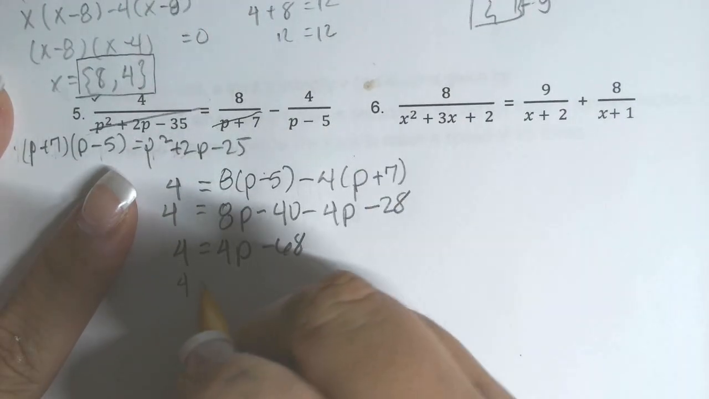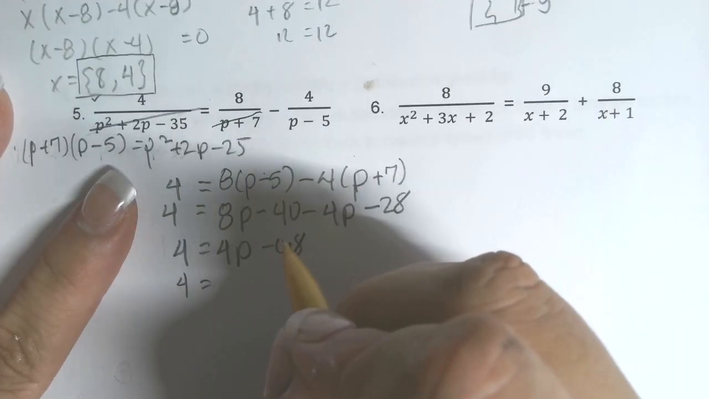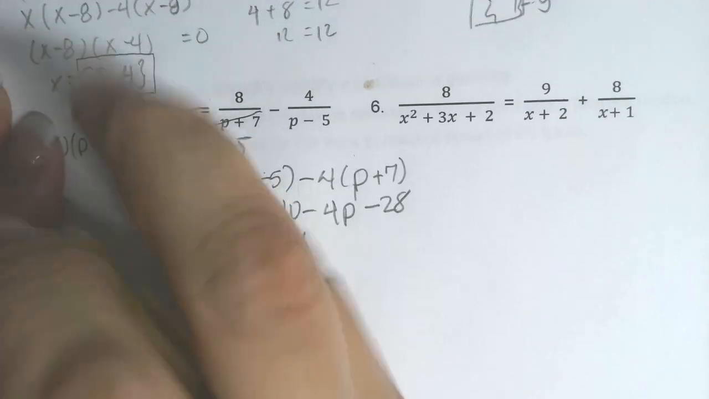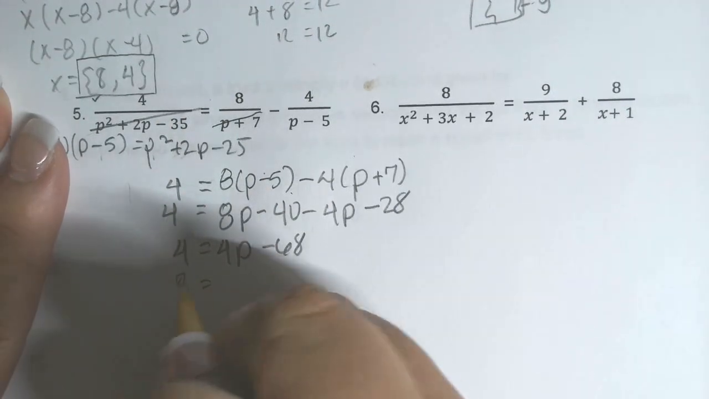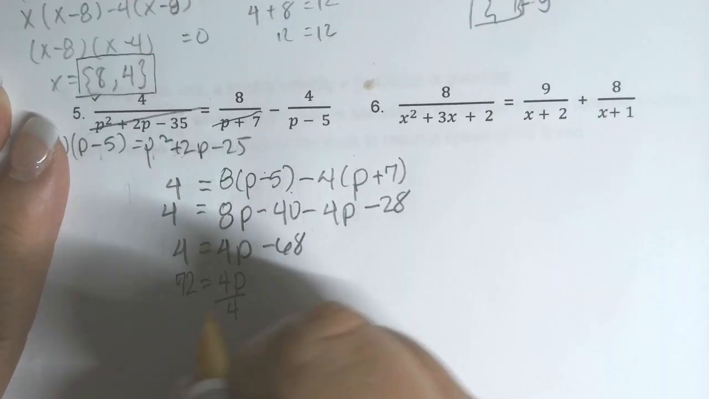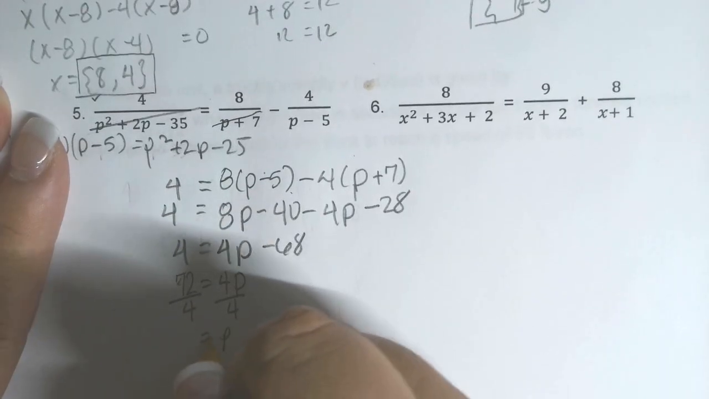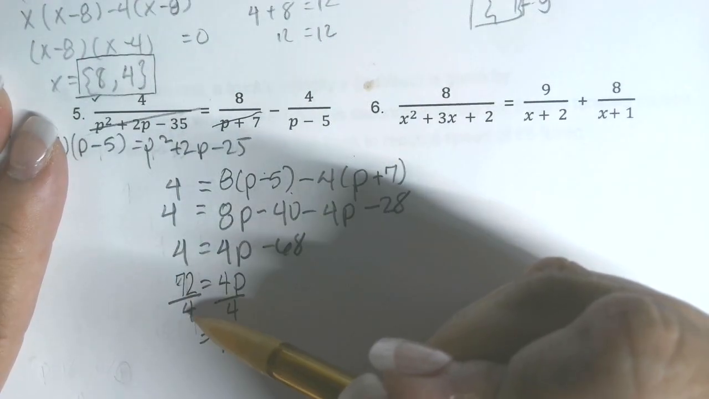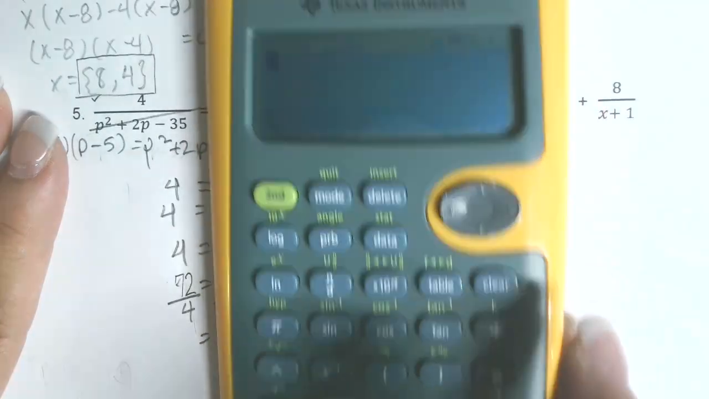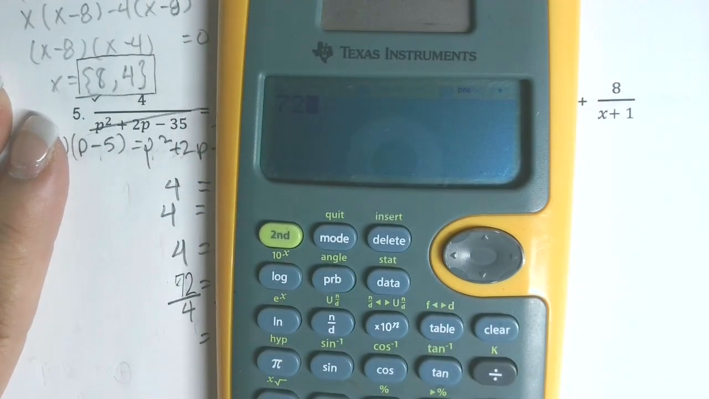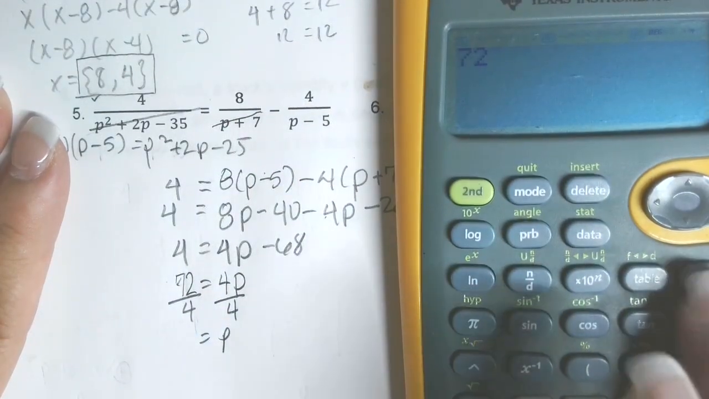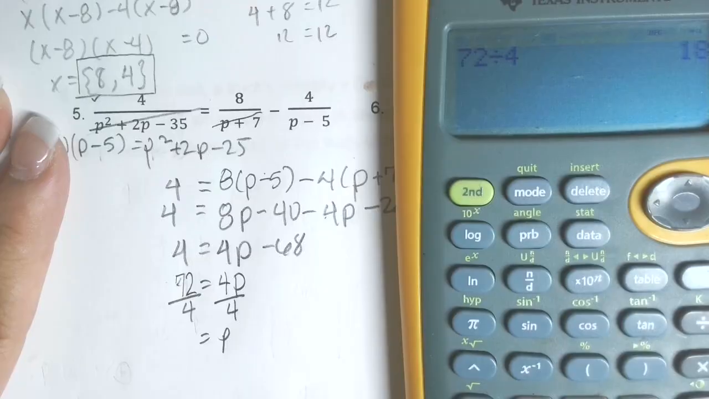And then I have 4 equals, oh, we're adding 68 to both sides, so that's going to be 72. 72 equals 4p. Divide both sides by 4. P equals 72 divided by 4. Let's see. 72. I don't know if you can see that. Divided by 4 equals 18.